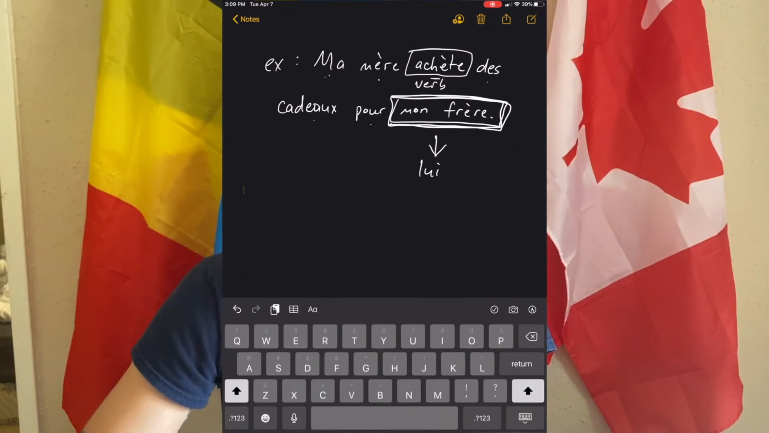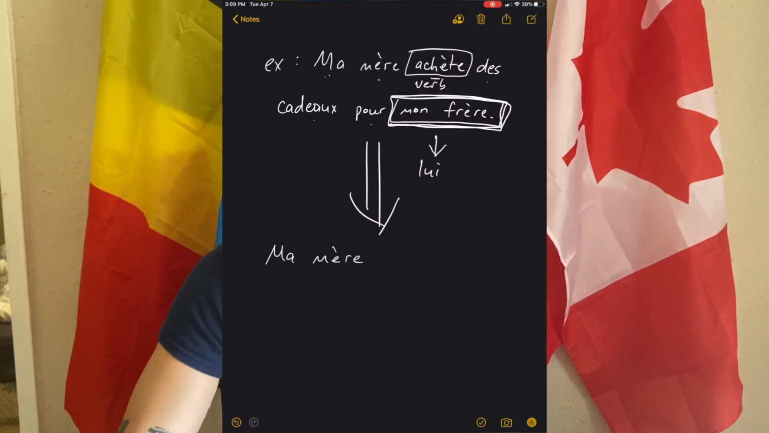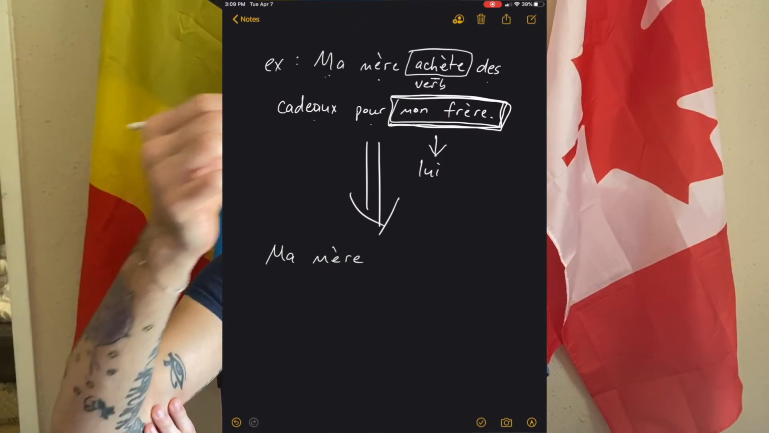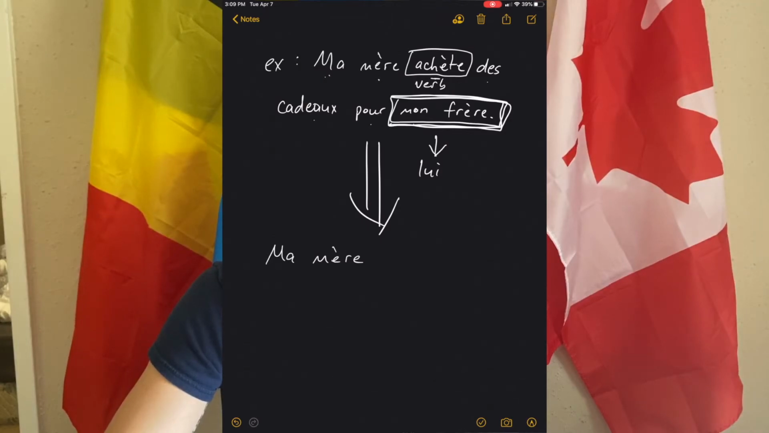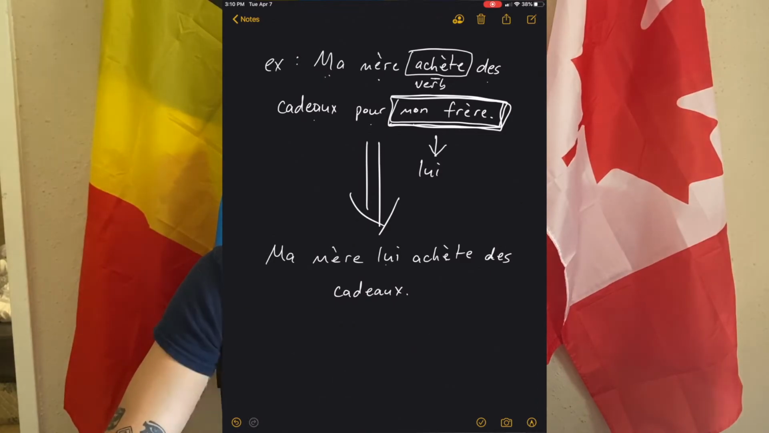Okay, so if I'm going to rewrite that, I'm going to have ma mère. So I chose lui, and again, where is lui supposed to go? Good, it's gonna have to go before the verb. And in my sentence, I told myself that achète is the verb, so it needs to be ma mère lui achète des cadeaux. Okay, so now my mom buys him some gifts. Okay? All right, we'll do one more.